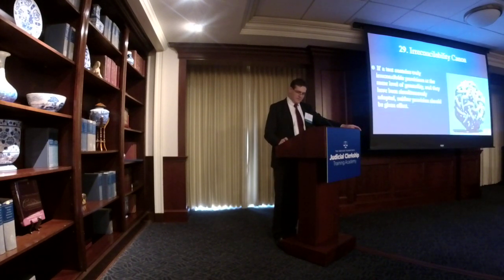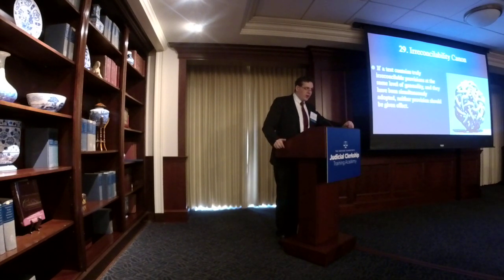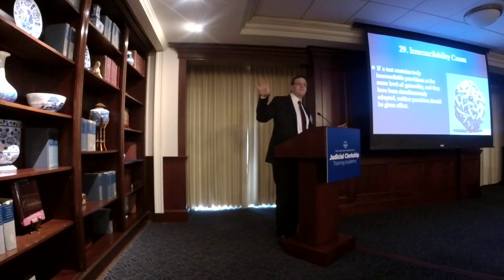All right, next. This one is when you have the Gordian knot, right? You cannot unravel it. Okay? What happens if you have a text that contains truly irreconcilable provisions at the same level of generality, and they were adopted simultaneously? Okay, so what do you do here? Some courts might say, aha, we'll give provision A precedence, we'll just ignore provision B. Or you might say, aha, no, we'll ignore provision A and we'll give meaning to provision B.